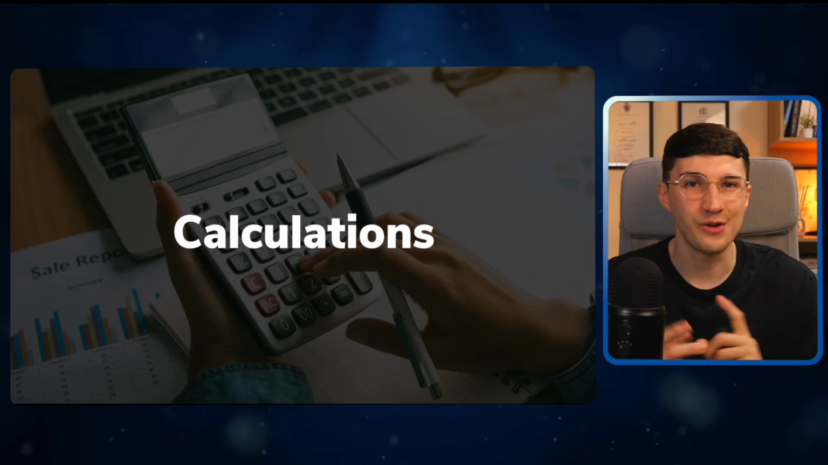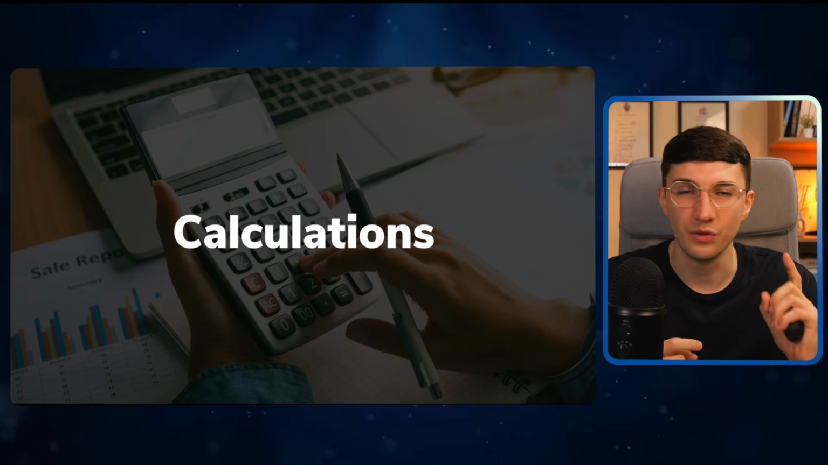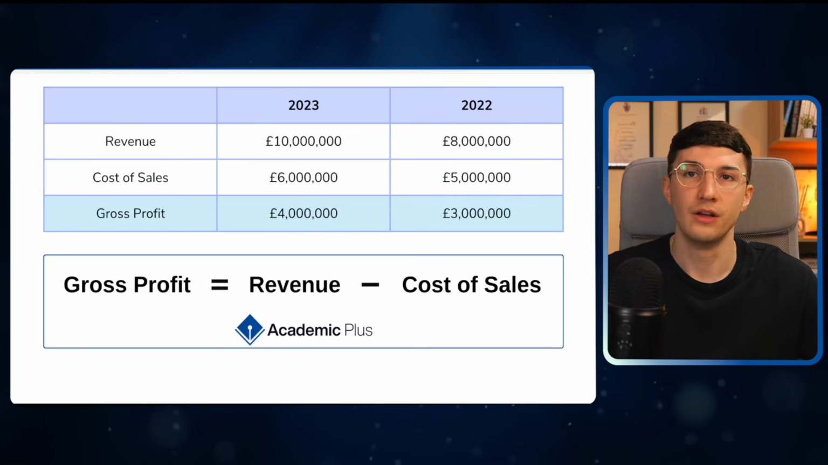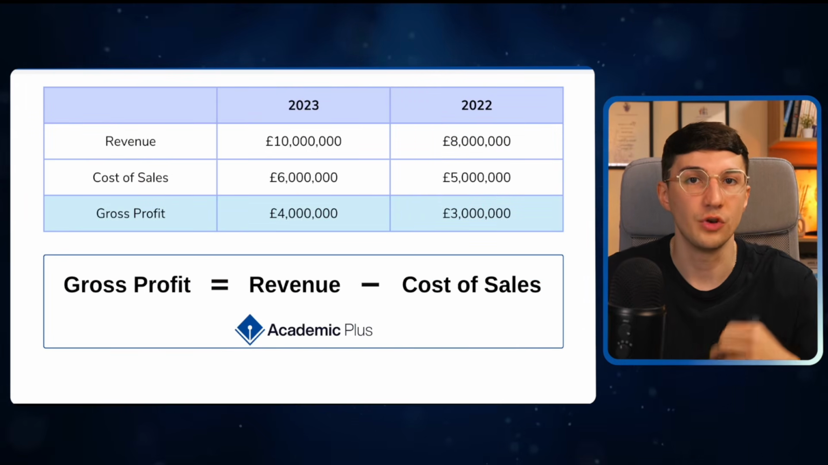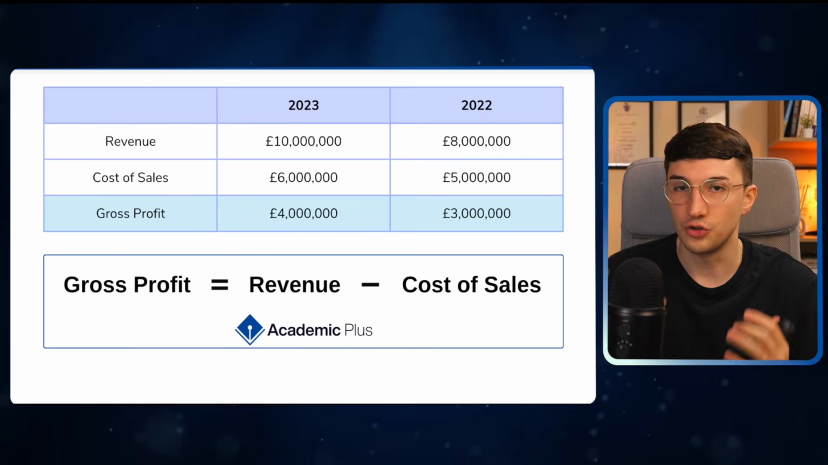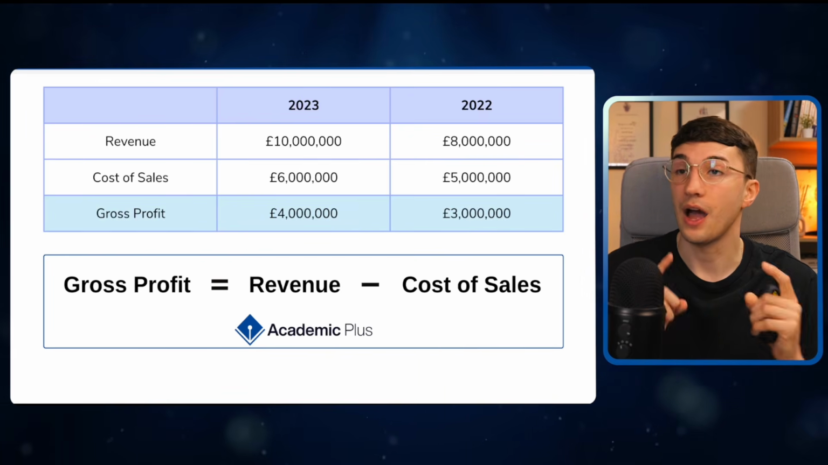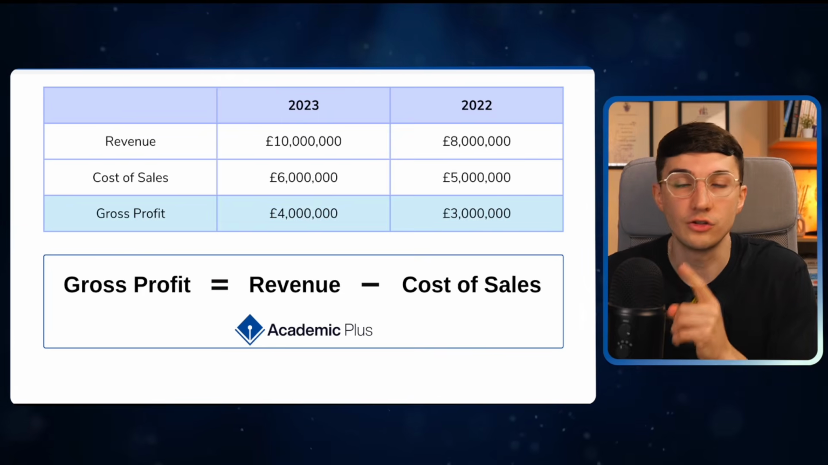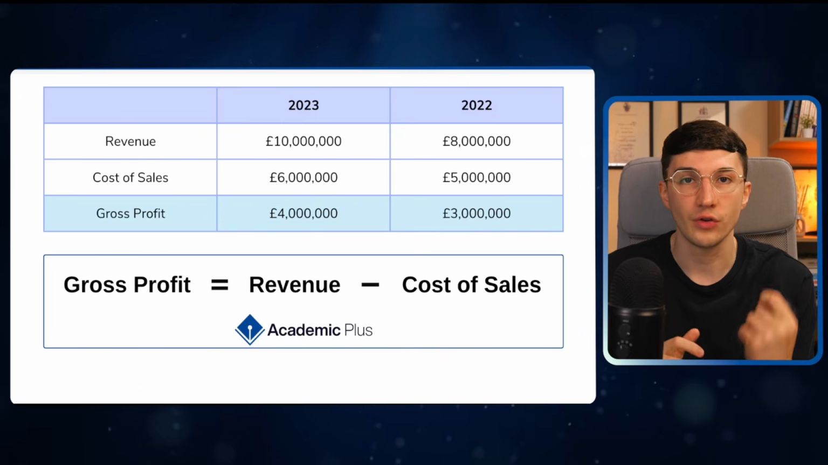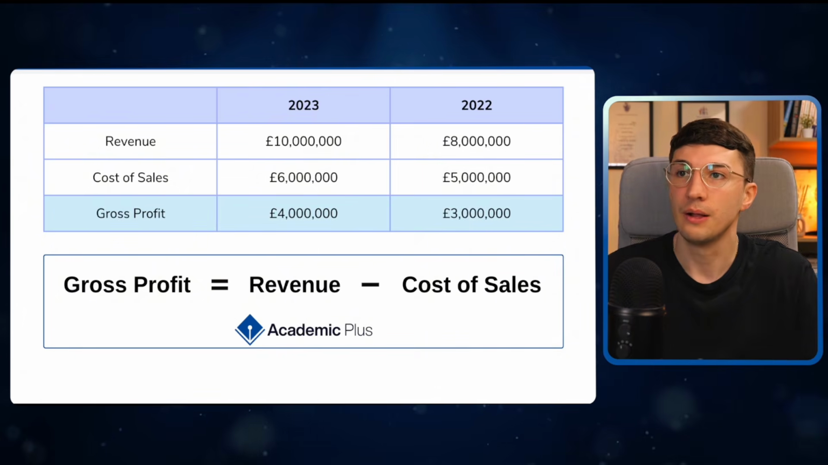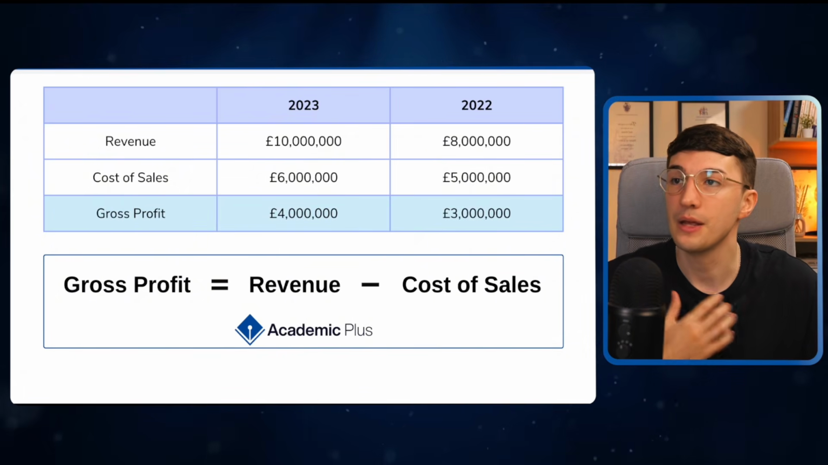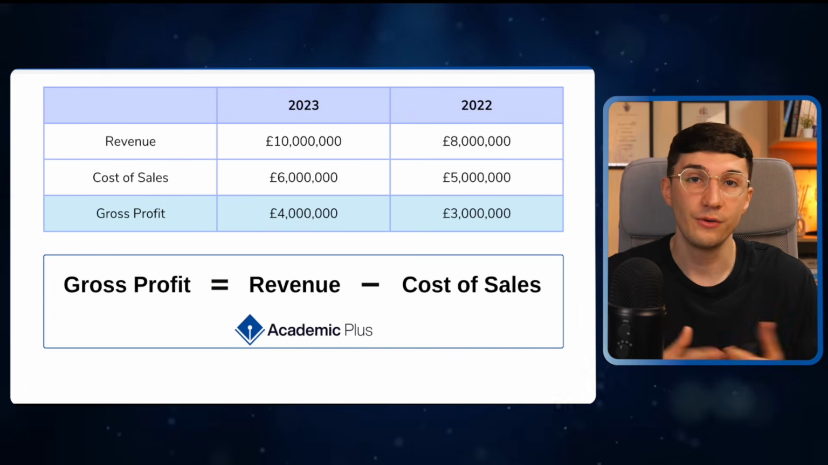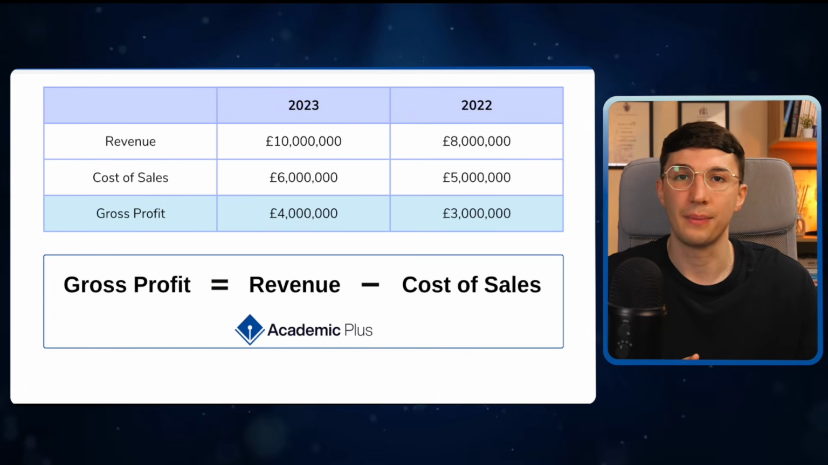Now, on to our important calculations. Once again, always remember the acronym GON, G-O-N, because that's the order the profit comes up within your income statement. With G, it is our gross profit. And the way we calculate this is that we take our revenue minus those costs of sales, those direct costs involved in making the product. So in 2023, we made £10 million of revenue and our cost of sales was £6 million. Therefore, our gross profit is only £4 million.